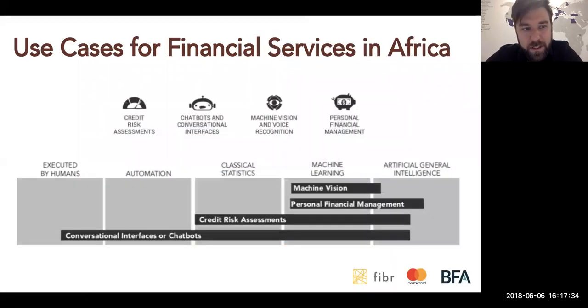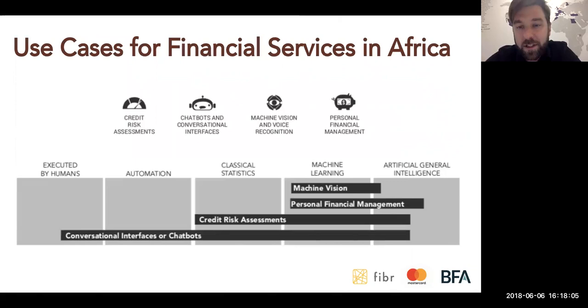So on the next slide, we see specifically 4 more common or more advanced use cases for financial services in Africa. And these exist across that spectrum that we just covered in terms of those 5 columns. We see credit risk assessments as something that's quite mature, in terms of using a model to predict whether somebody is likely to be a good candidate for credit or not.